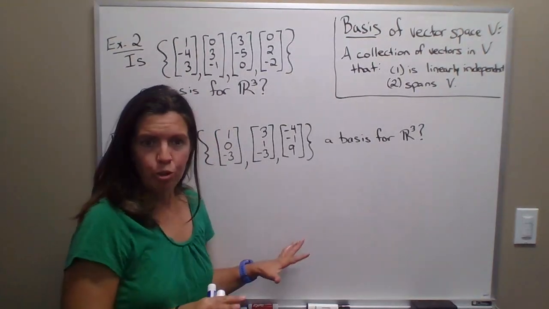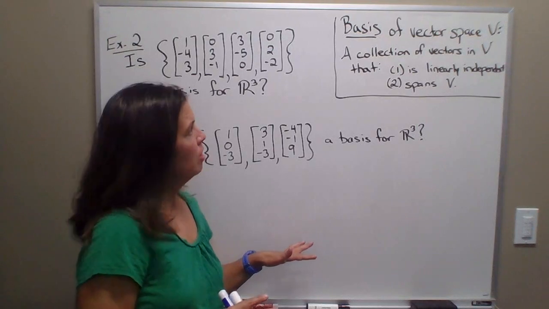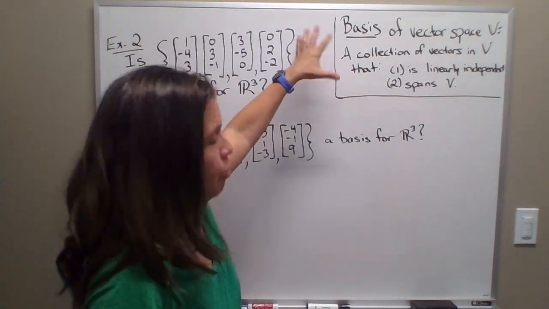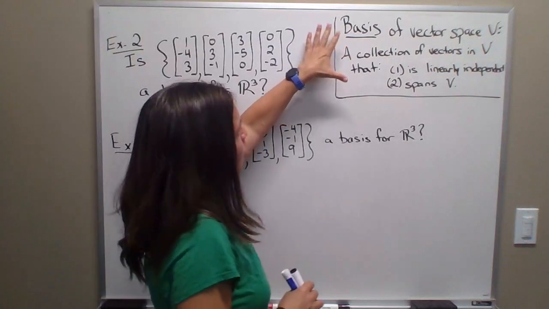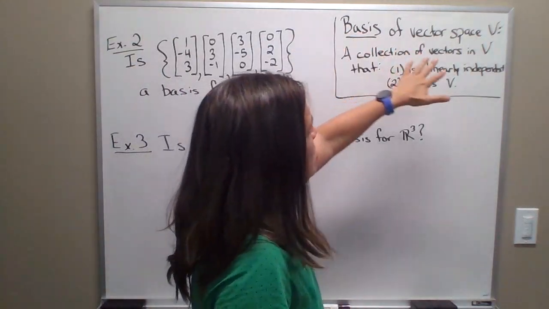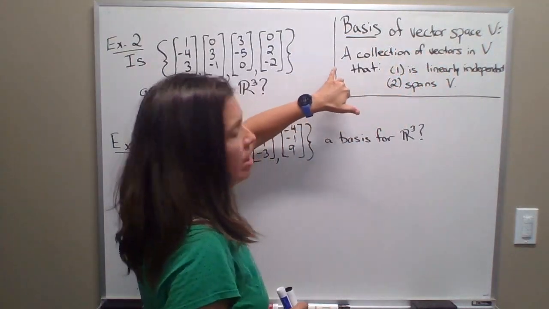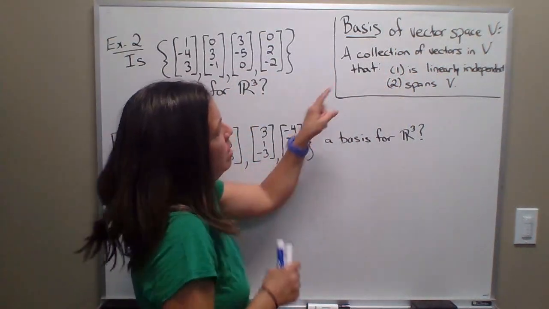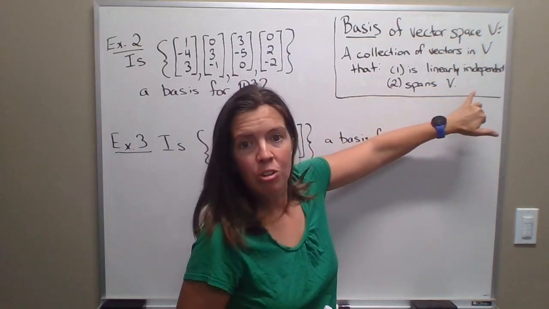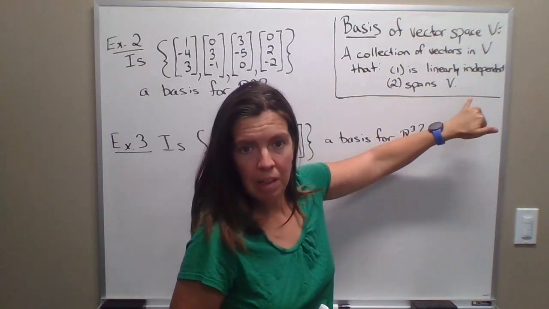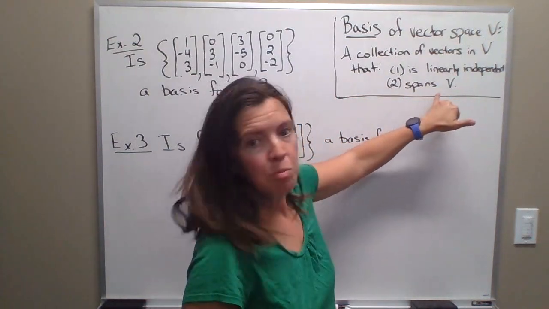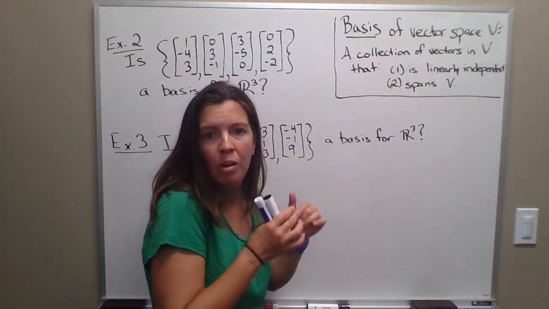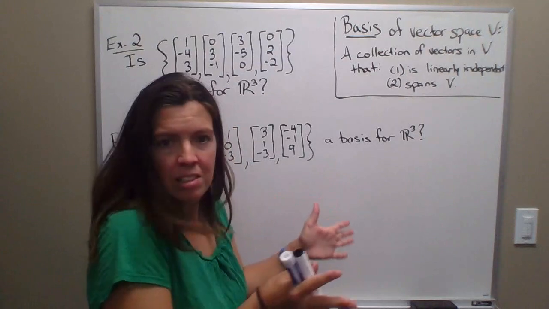So here's our first couple of examples dealing with the concept of a basis of a vector space. First of all, I have the definition up here in the corner. A basis for a vector space V is a collection of vectors in V that meets two criteria. The collection of vectors needs to be linearly independent, and it must span V. And the idea here is to find a generating set for V.